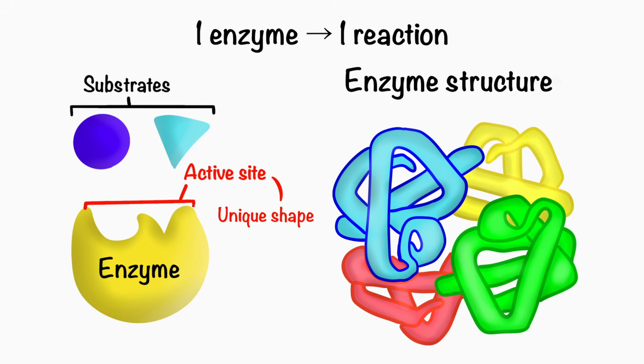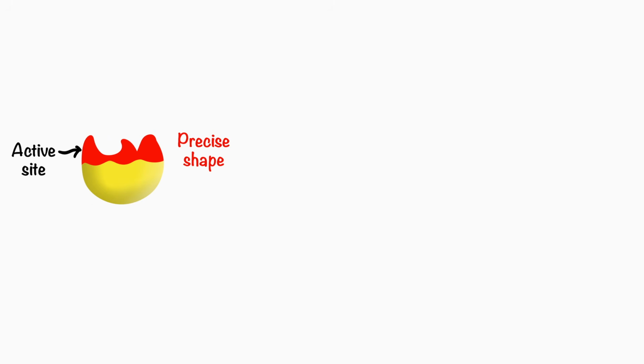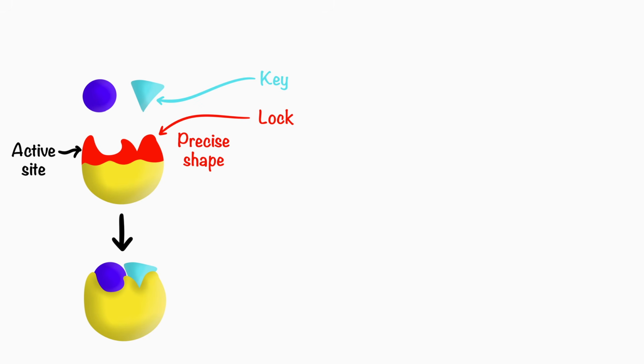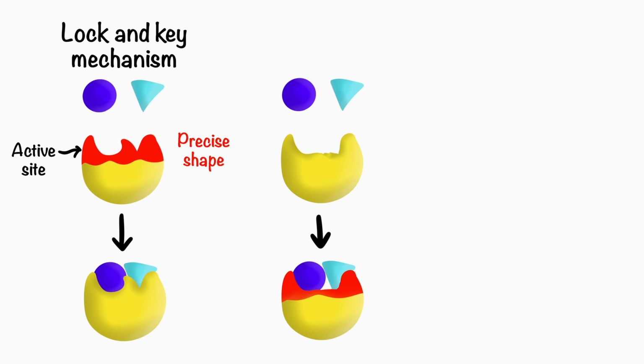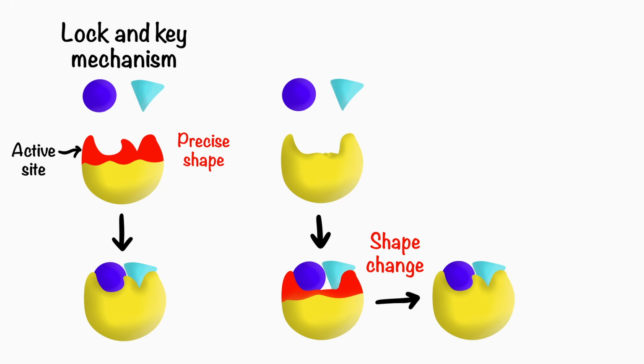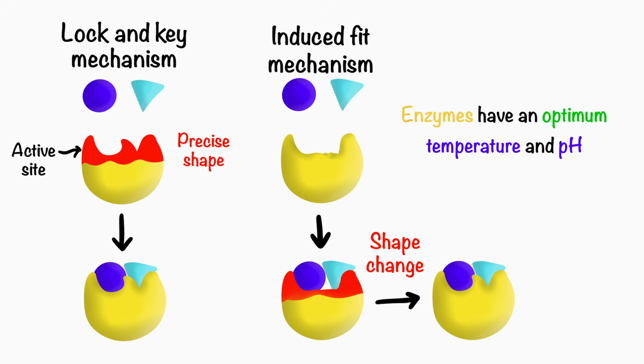Enzymes are highly specific. Each enzyme typically catalyzes just one type of reaction. This specificity comes from the precise shape of the active site, which only allows certain molecules to fit, similar to how a key fits into a lock. This lock and key model helps explain enzyme specificity, though the actual mechanism is slightly more sophisticated. When a substrate enters the active site, the enzyme adjusts its shape slightly to create an even better fit, a process called induced fit.